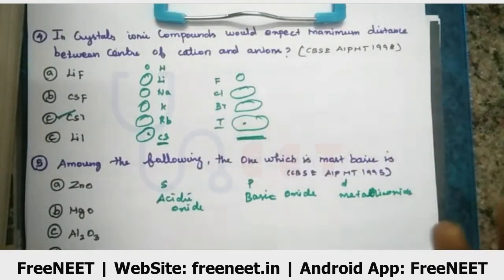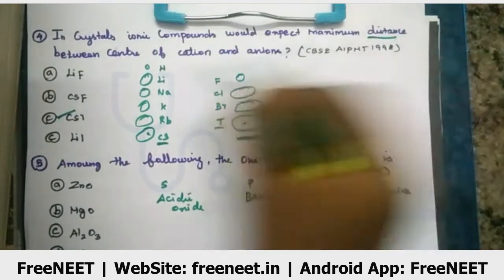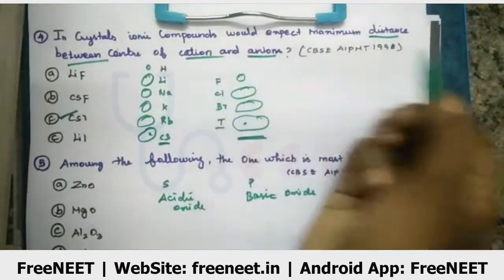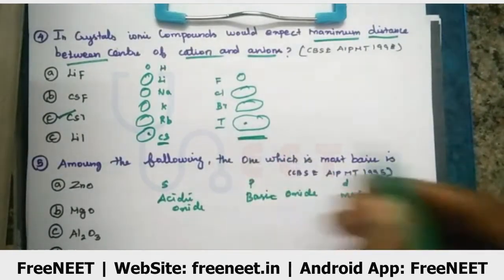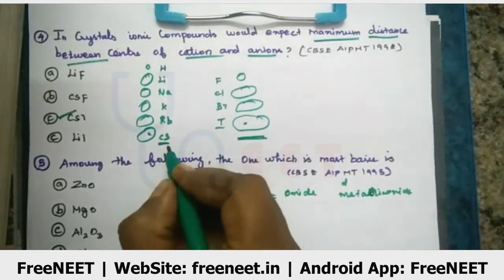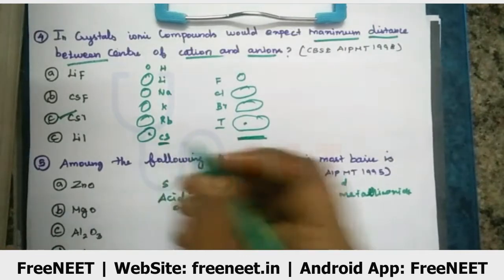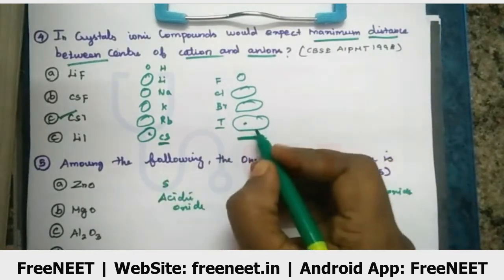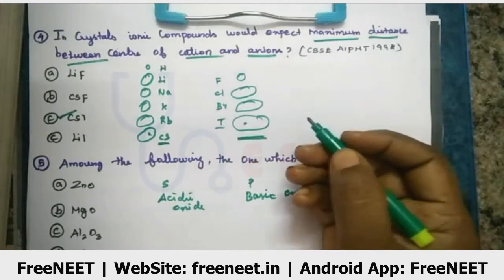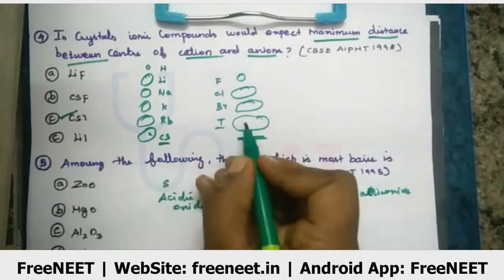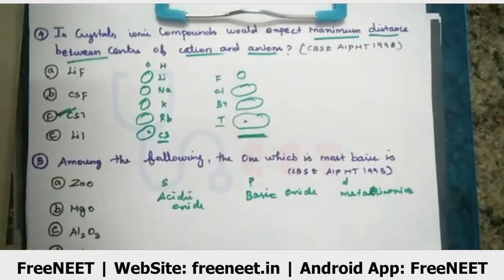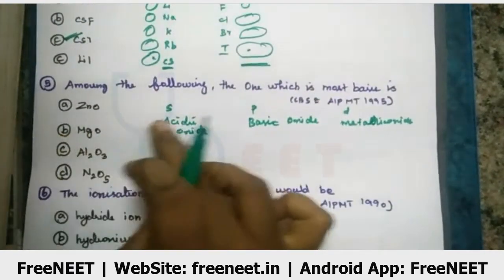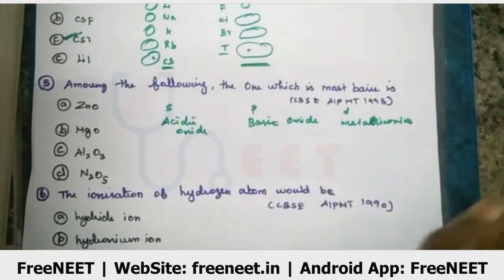So the distance they are asking about, the distance between a cation and an anion, should be higher. So we can easily select. In this case, cesium is the biggest cation, and iodine is the biggest anion. The distance between cesium and iodine should be very large. So the answer is C. Then, among the following, which one is the most basic?